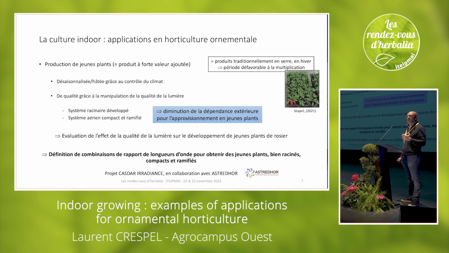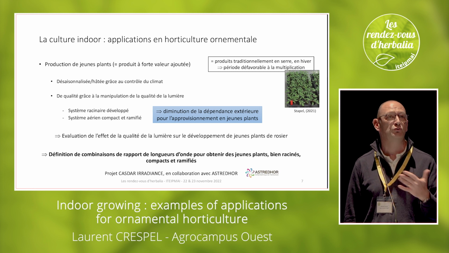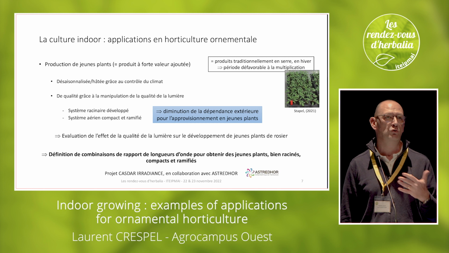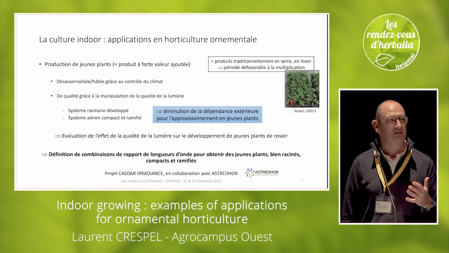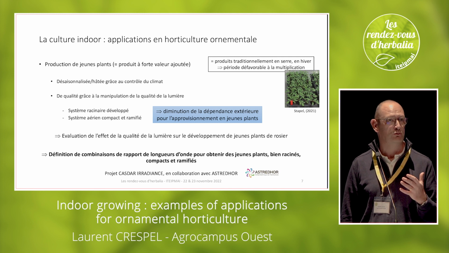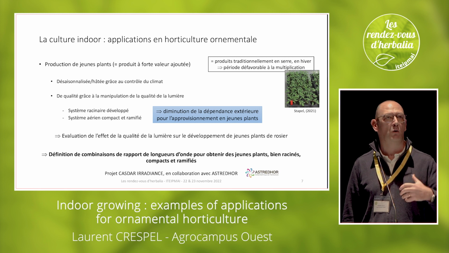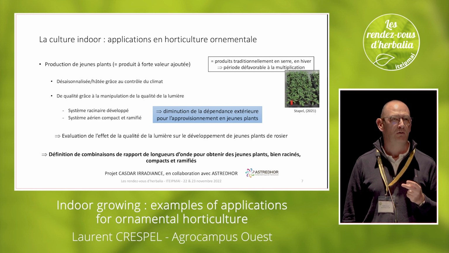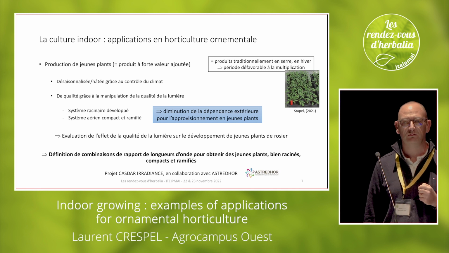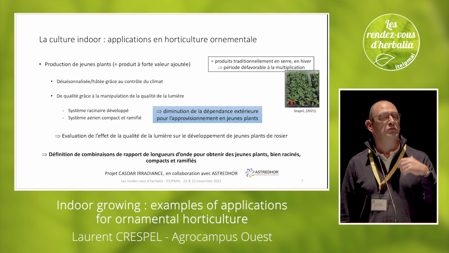Because for ornamental plants, we produce young plants between December and February in greenhouses, sheltered growth, and it is not favorable to growth because in our region we don't have enough light in wintertime. So we're using this indoor culture system to get rid of the season limitation by controlling the climate and the growth system. And second advantage is that we can also control the quality of light.